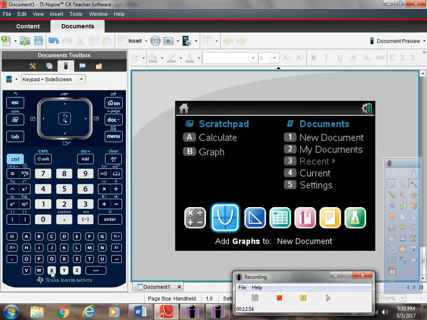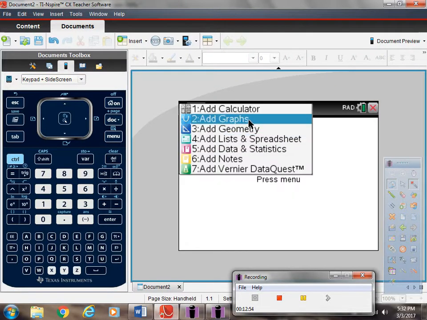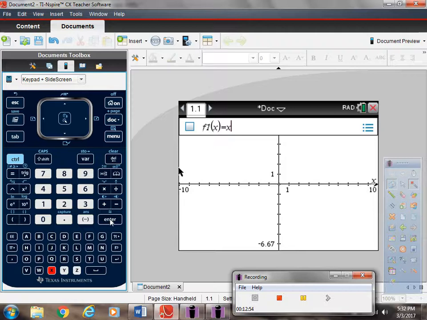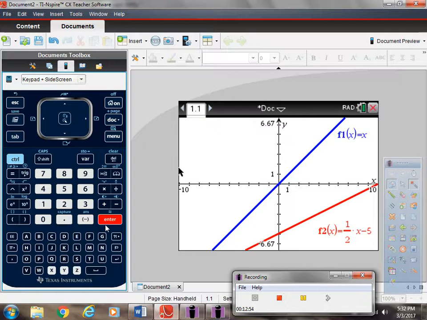So let's go ahead and start by graphing. I'm going to go ahead and clear some stuff out here. Control N. We're going to put the linear parent, which is just x. And then we're going to put the new line, which is 1/2 x. And then take away 5. Okay, there's a new one.